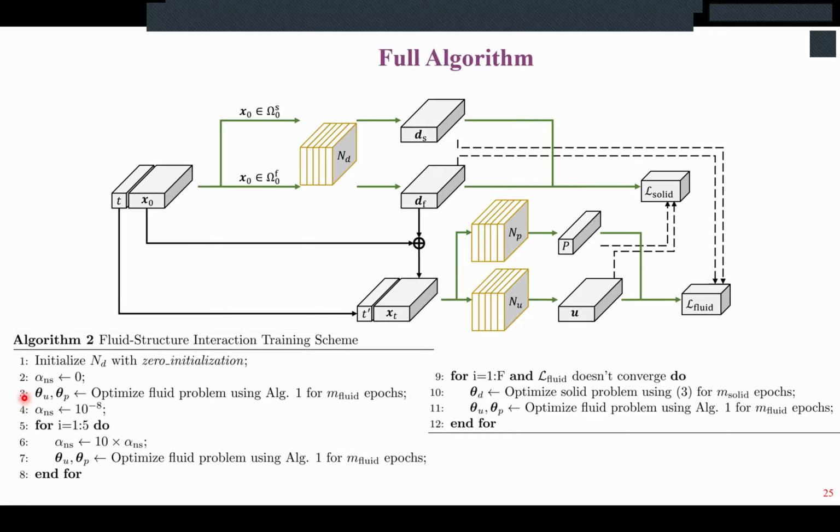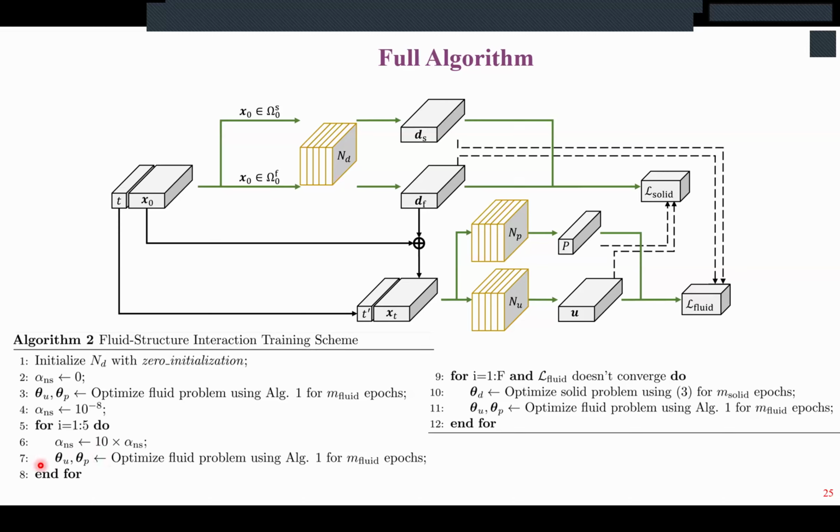After we set alpha NS to be 0, we optimize, and then after the first stage, once we satisfy the matching conditions, we give the Navier-Stokes residual a very small weighting. So we assign a weighting to alpha NS, and then we gradually increase this alpha NS so that the network's output satisfies the Navier-Stokes equations gradually.